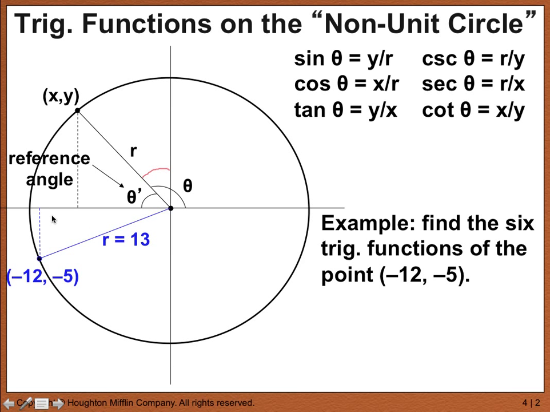5 squared is 25, plus 12 squared is 144. Add those two together, you get 169, and the square root of 169 is 13. Alright, so the r equals 13. You can find that easily on your own. That's usually an important part of these kinds of problems. But the reason that it matters what quadrant you're in is because that will determine the sign, that is the positive or negative sign. That'll determine the sign of the particular trig function that you're calculating.